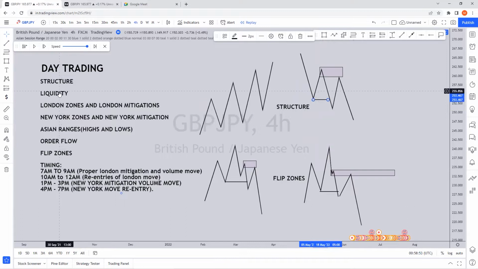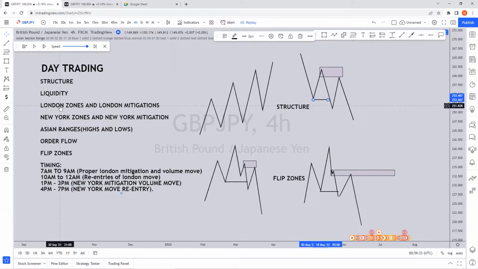So you want to take note of the concept of liquidity. Liquidity is what validates a zone most times, expecting order flow to be intact. Something else you need to know about is London zones and London mitigations. Always take note of zones formed during the London session, which is between 7, 8, 9. Zones formed around there are very important. London mitigation happens between that time too, the London mitigation and London volume.